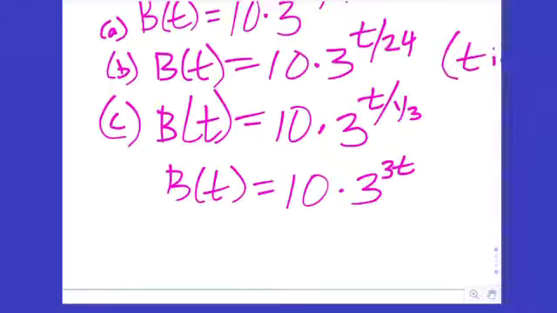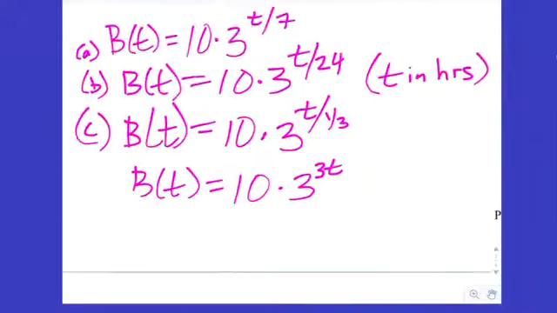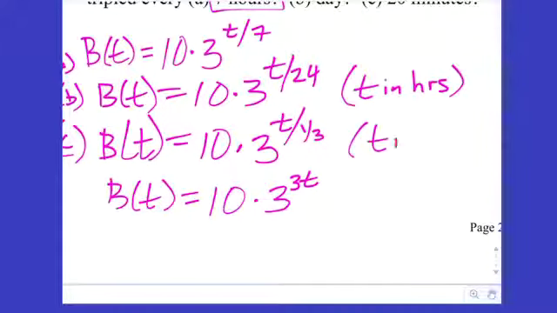So if it's tripling 3 times an hour, or every 20 minutes, it's going to be faster. All right, so that's how you can do it. T is measured in hours.